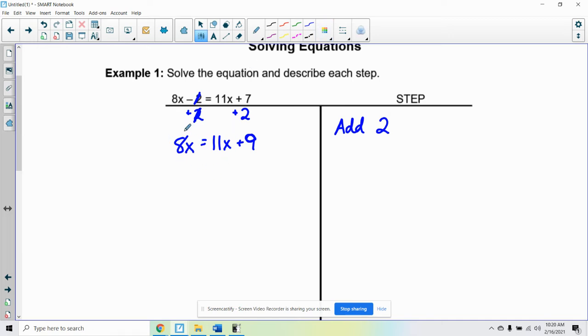So now on the left, all I have is 8x. So I'm just going to leave that there. So I have to get rid of this 11x on the right-hand side because I want all my x's on the same side. So this is a positive 11x. So to get rid of it, I'm going to subtract it from both sides. So now those go away. I'm kind of cleaning up this thing, right? Put everything in its proper place. So on the left-hand side, I have 8x minus 11x. I'm left with negative 3x equals 9. What did I do there? I subtracted 11x.